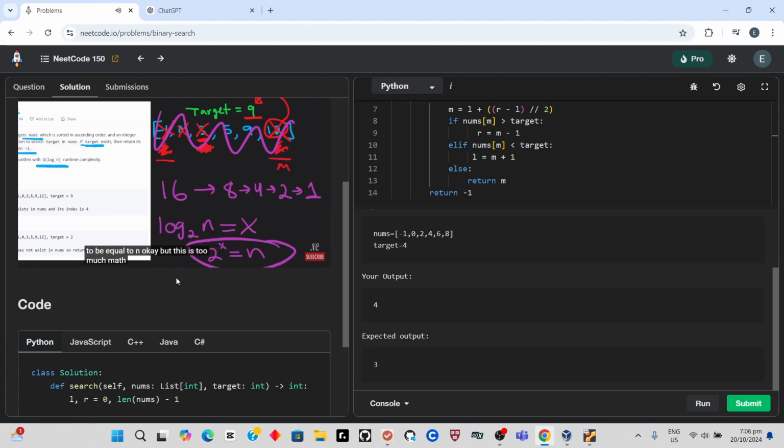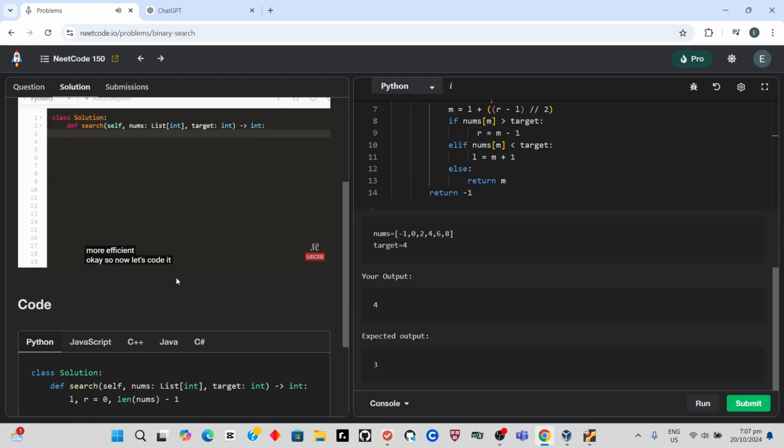Okay, but this is too much math. Maybe you don't even care, but that's pretty much the idea. That's why our loop is going to run x times, which is going to be equal to log n. So it's not a big O of n algorithm. It's a log base 2 of n algorithm, which is much, much more efficient.